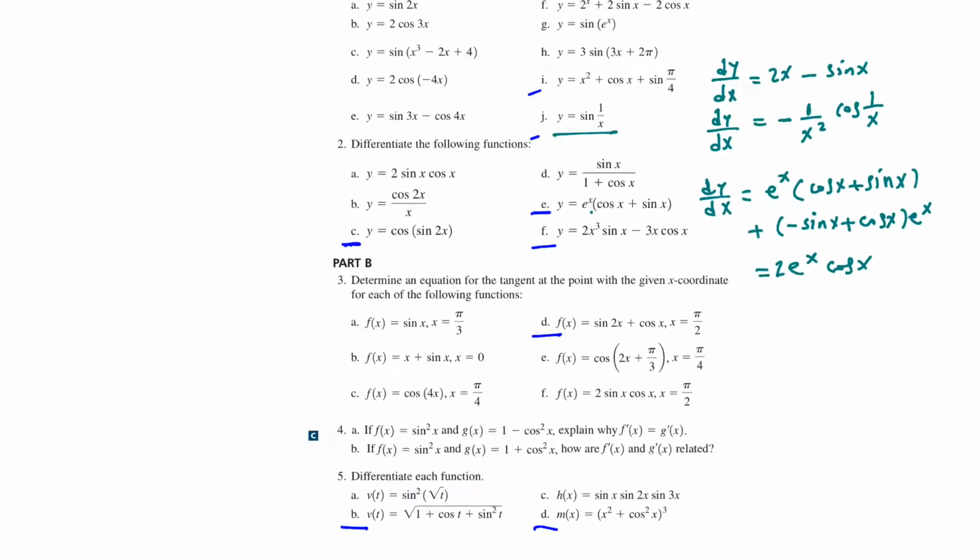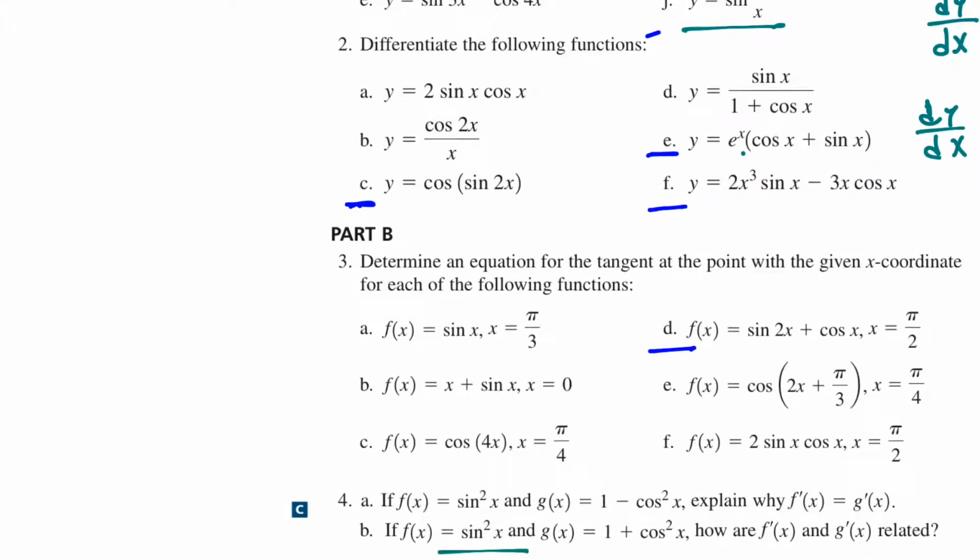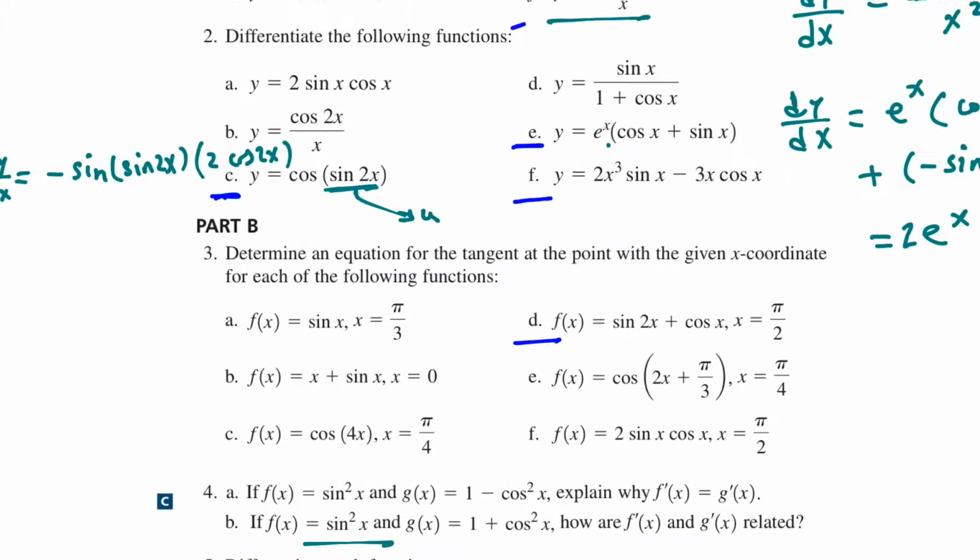Derivative of y equals cosine of sine of 2x is minus sine of 2x times 2 cosine of 2x, chain rule. Or we could say, if we call it u, u prime times minus sine of u.